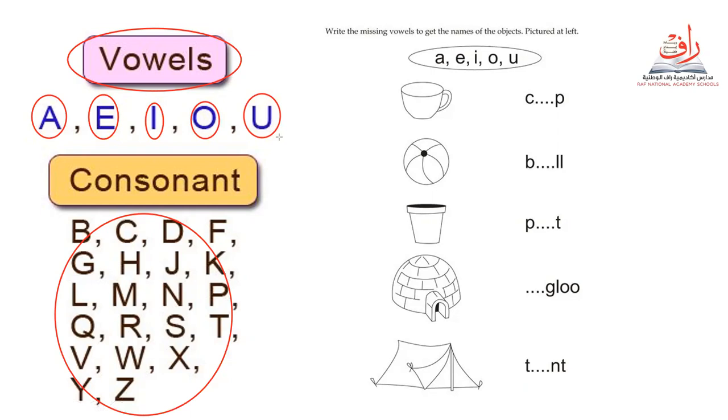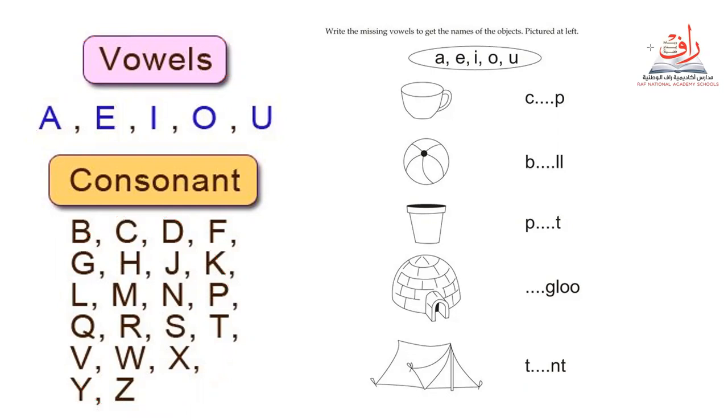Okay, now we are going to read these words. We have a missing vowel. We should read first to find the missing letter. What is the first one? Can you please guess what is the missing letter? Cap, excellent, cap. The missing letter is right. You, excellent, good job.